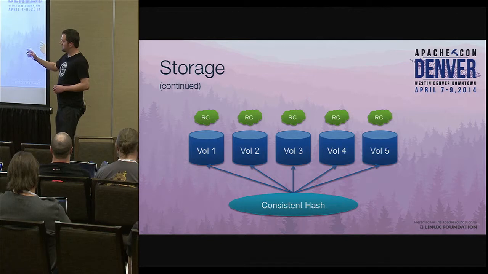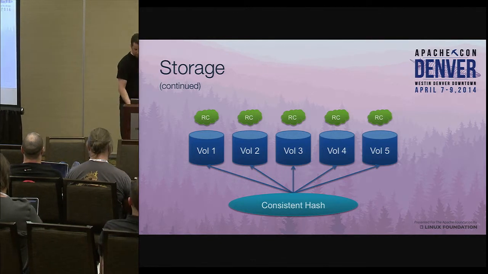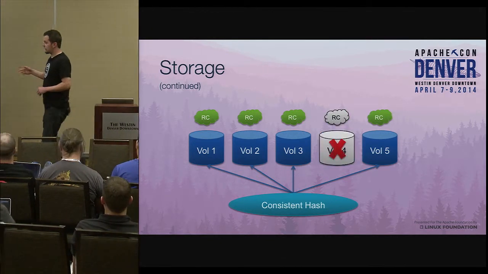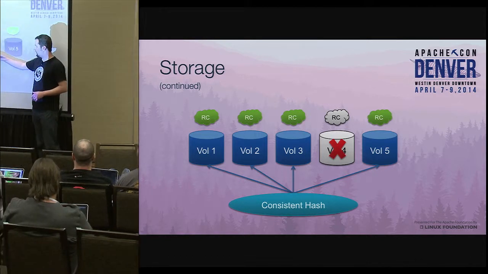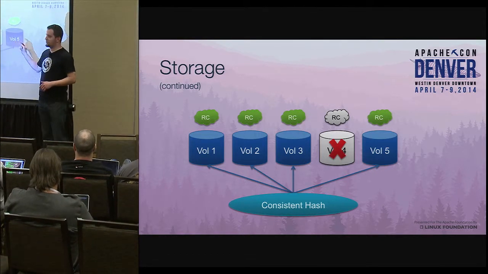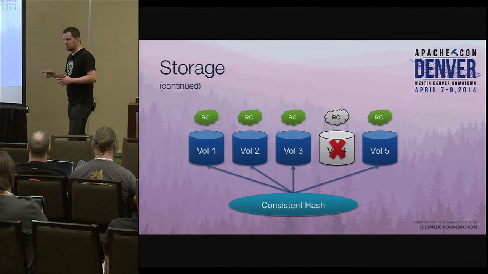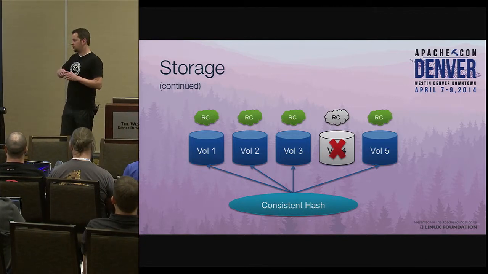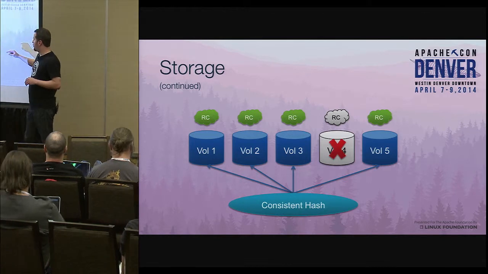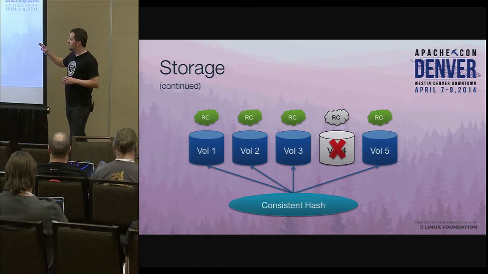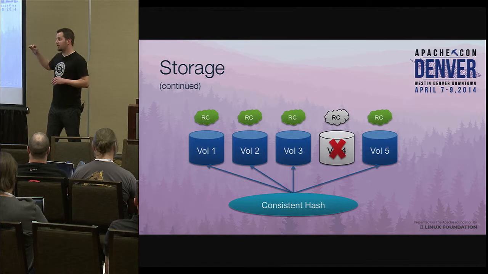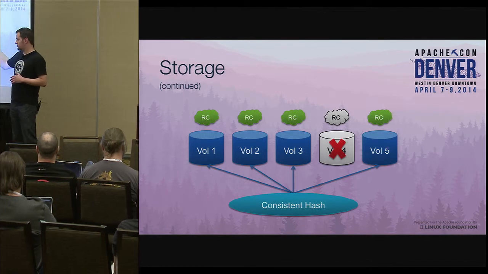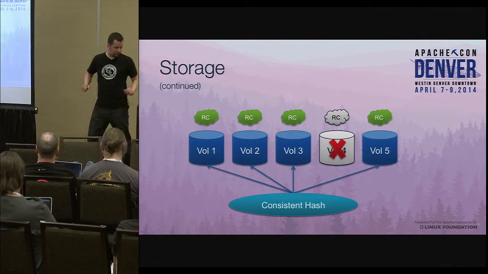So that way, if you have to remove a volume, the only ones that change are the ones that were closest to it, because all the other ones still continue to match. So if you just did a regular hash with a modulo, everything would get reordered, and you'd have 1 over n things not being recached, which would kill your hit ratio.